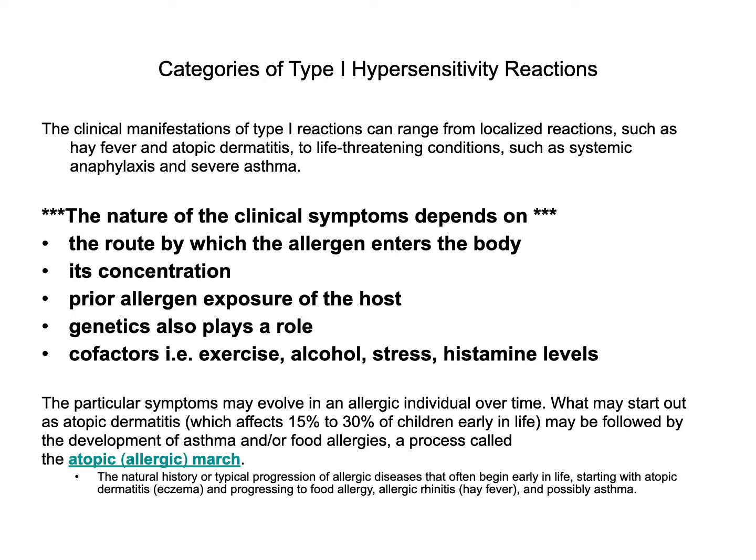So someone can say, well, I've had this before, why am I reacting to it now? Well, because the first time you had it, you didn't have the B cells and the antibodies to it. Genetics also plays a role. There are genetic factors that predispose you to developing allergies. And there are also cofactors, like exercise, alcohol, and stress, that can affect histamine levels, and so they can make reactions more likely to happen.